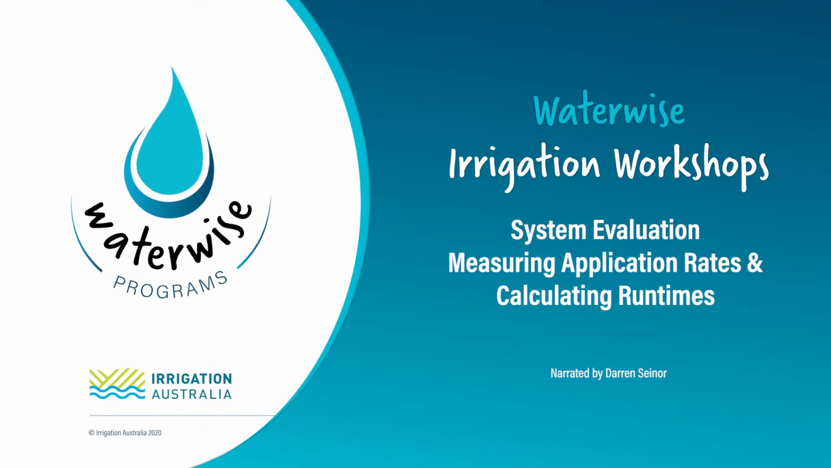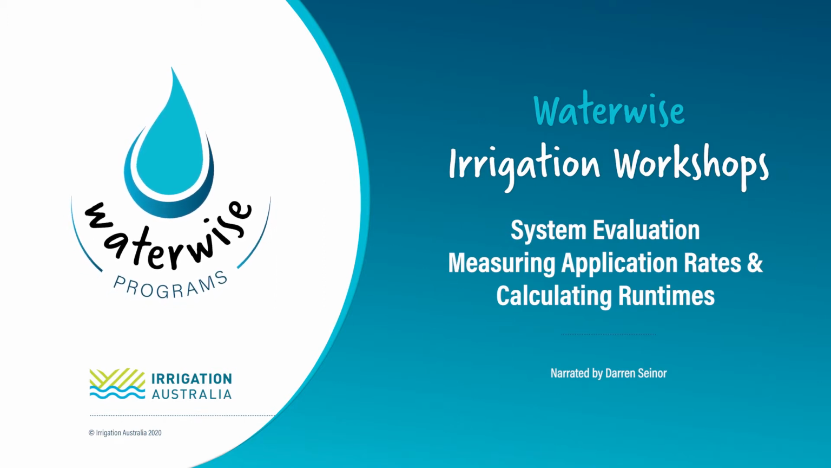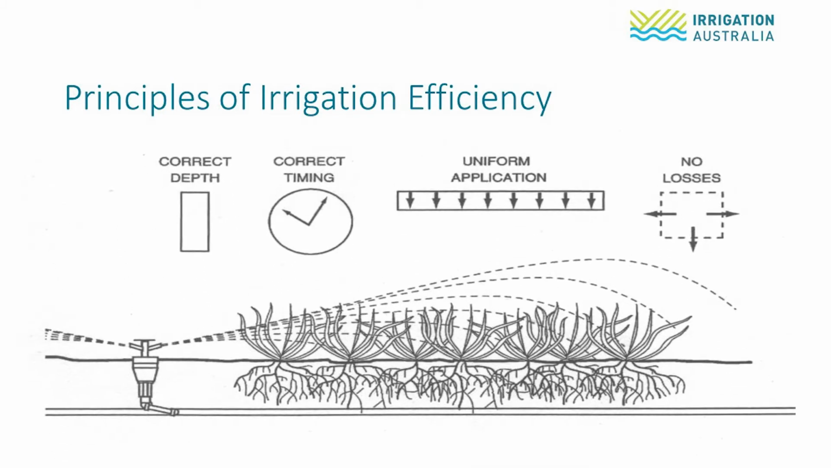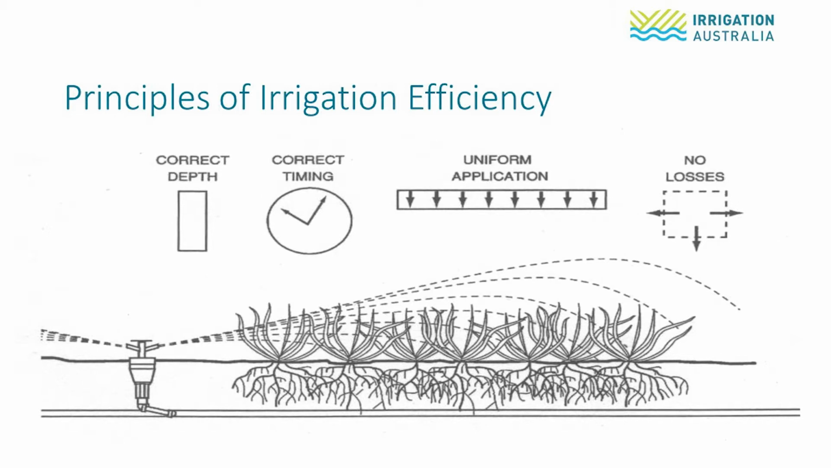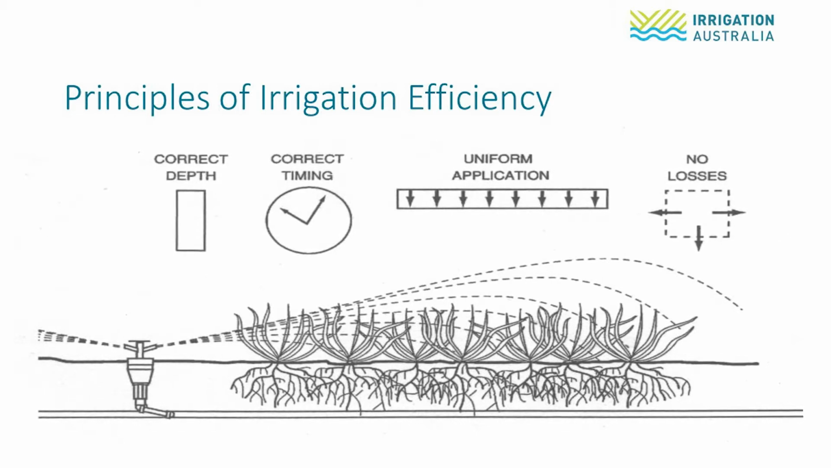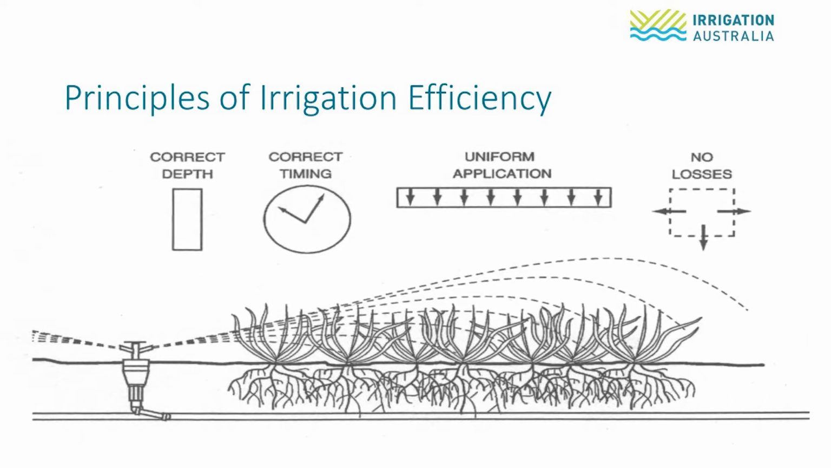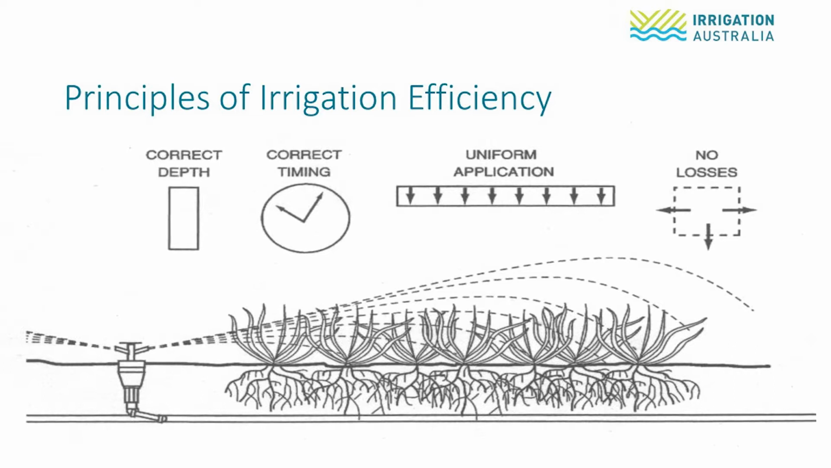System evaluation. Measuring application rates and calculating runtimes is critical to an effective and efficient Waterwise irrigation system. The principles of irrigation efficiency revolve around the following core principles. Watering to a correct depth, not too deep or too shallow. Water that moves past the root system of the plant is wasted. Correct runtimes, to apply sufficient water to ensure plant health without waste.